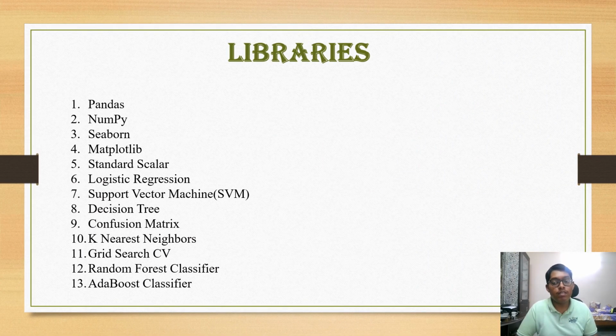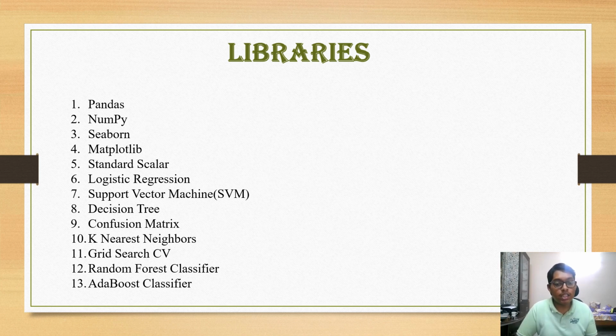So these are the libraries which I am importing in the machine learning code. First one is pandas, and second one is numpy, which are used to import the dataset. Third one is seaborn, and fourth one is matplotlib, which are used to analyze and visualize the data. Fifth one is standard scaler, which is used for standardizing the data values. Logistic regression, support vector machine, decision tree, confusion matrix, and k-nearest neighbors are used for different machine learning methods which can be done in the project code.